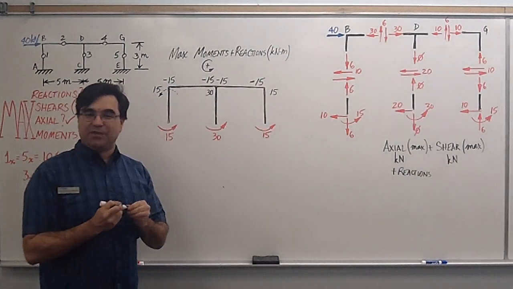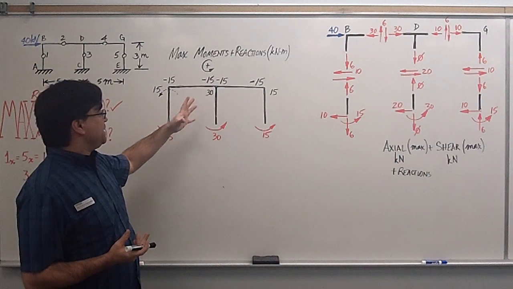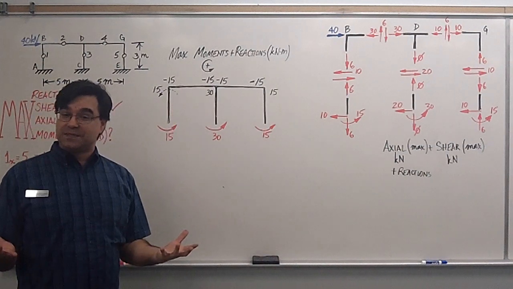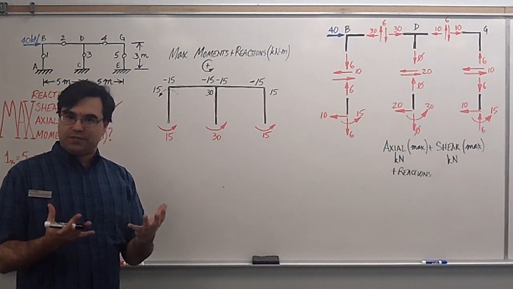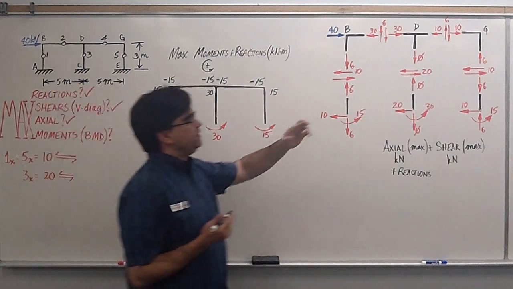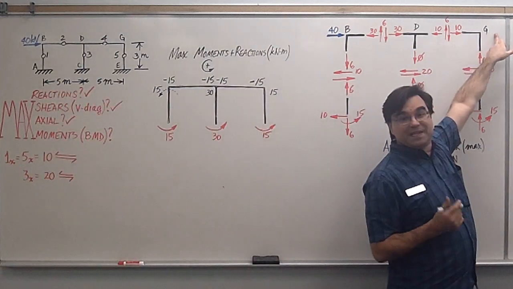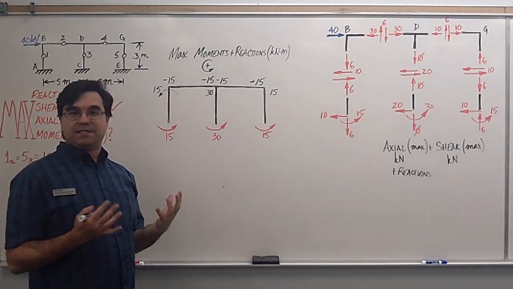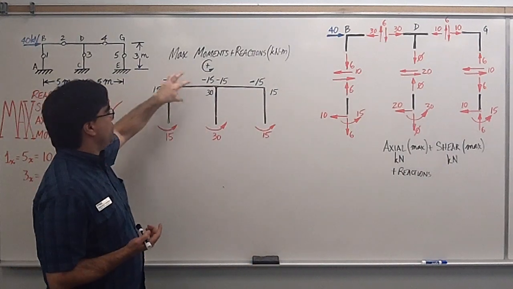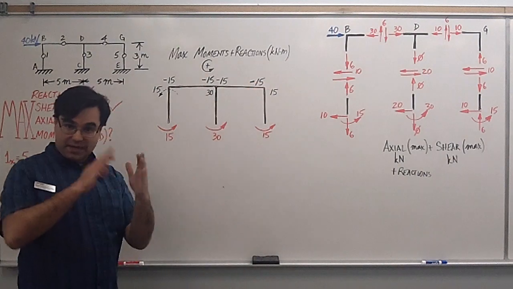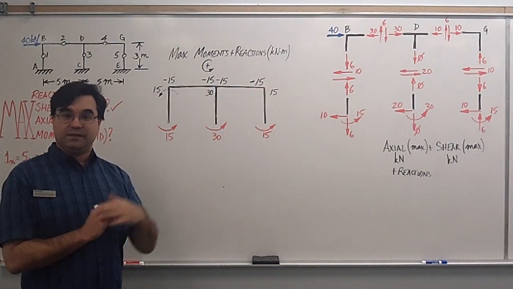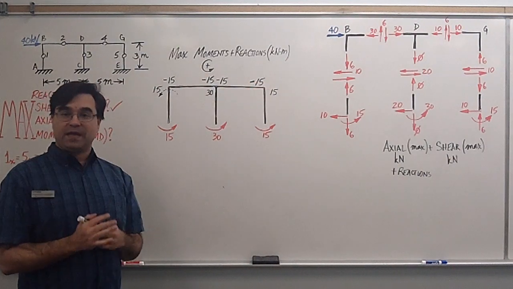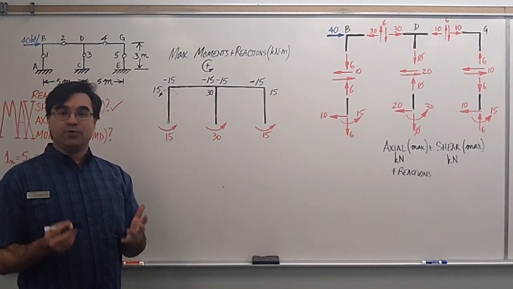So this is kind of like we've done with our shear and bending moment diagrams. The shear diagram balances out to 0. We found that when we did G, right? Everything balanced out to 0. The bending moment diagram balances out to 0 everywhere. When you add up all the joints at corners and L's and T's, everything balances out to 0. So there you have it.